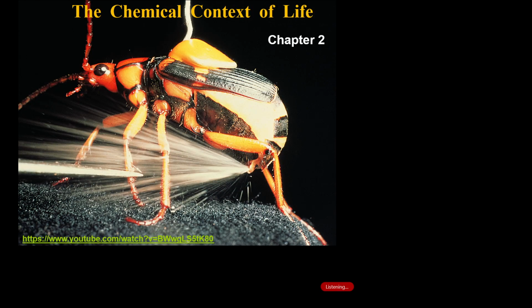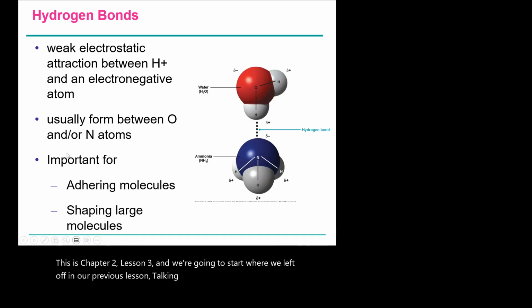This is Chapter 2, Lesson 3, and we're going to start where we left off in our previous lesson, talking about hydrogen bonds and an application of that with the properties of water. Recall that hydrogen bonds are caused by the weak electrostatic attraction between the slight positive charge of one part of a molecule and the slight negative charge of a different molecule.